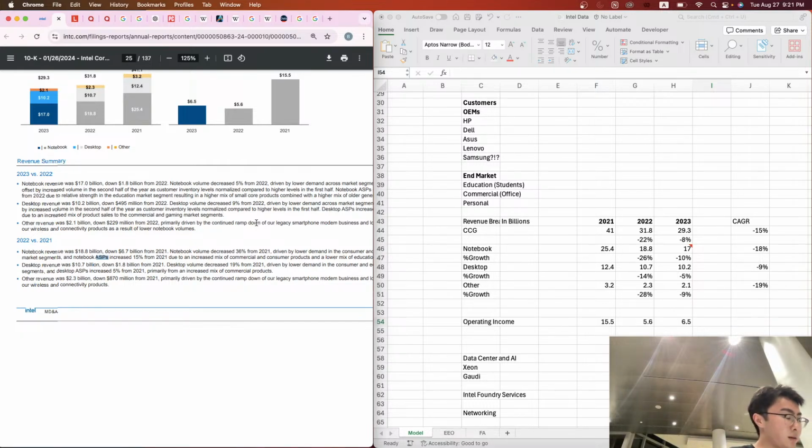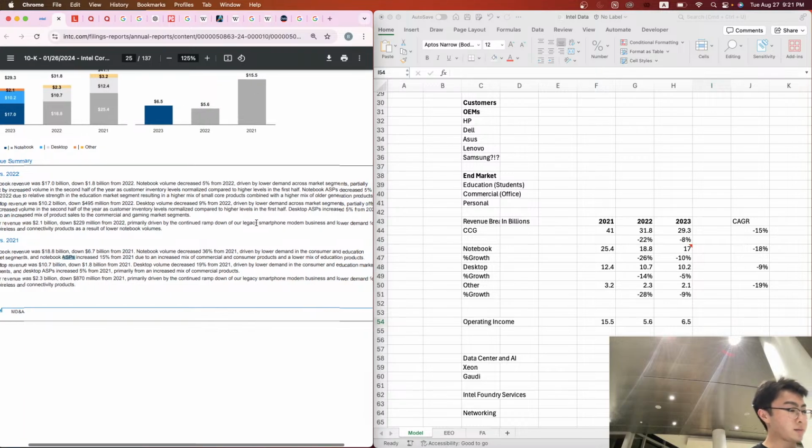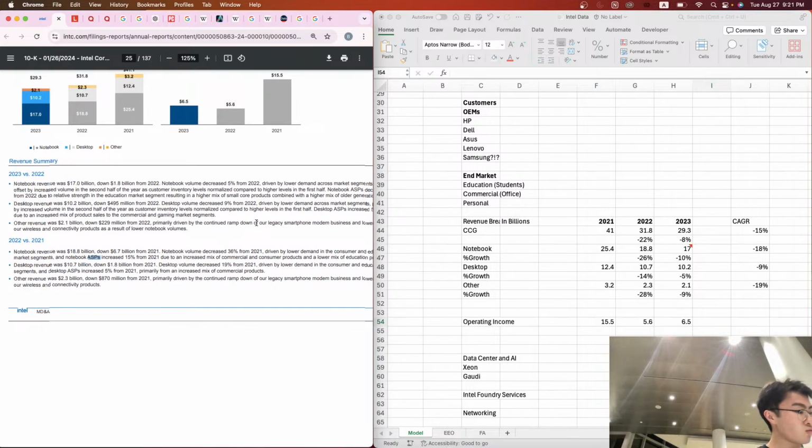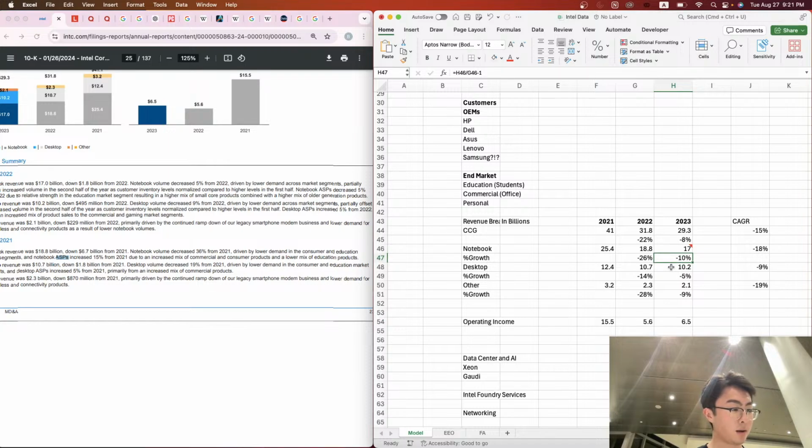So desktop volume decreased 9%, driven by lower demand across market segments. So everything, it seems like, is a volume problem.